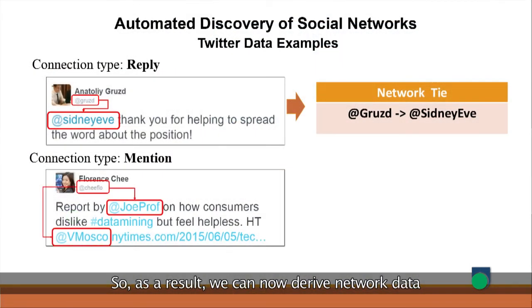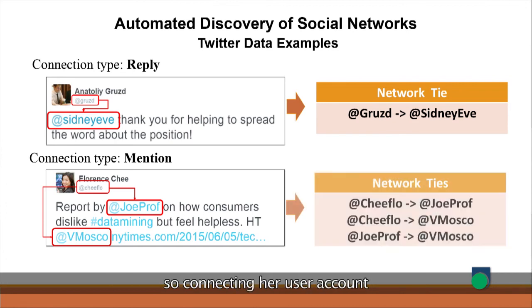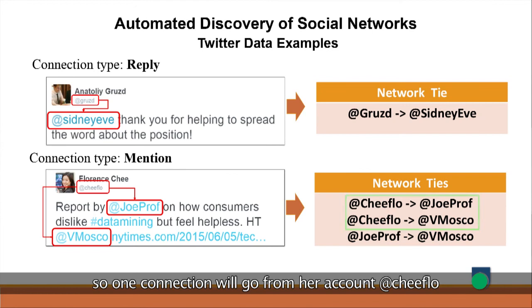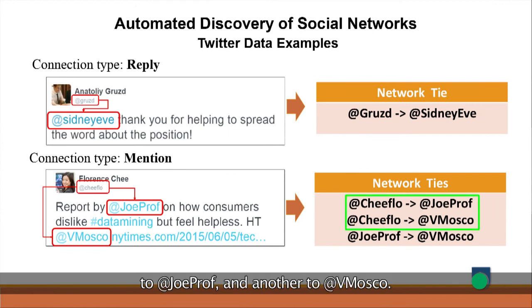So as a result, we can now derive network data using the mentions information, connecting her user account to the 2 users mentioned in the context. So one connection will go from her account, GFlow, to JoeProf, and another to VMoscow.